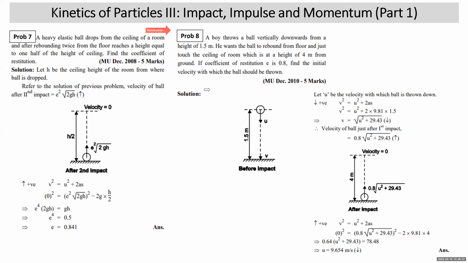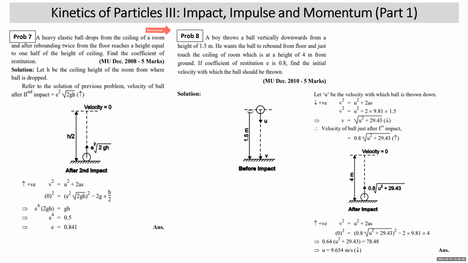Next, problem number 8. A boy throws a ball vertically downwards from a height of 1.5 meters. He wants the ball to rebound from the floor and just touch the ceiling of the room, which is at a height of 4 meters from the ground. If the coefficient of restitution is 0.8, find the initial velocity with which the ball should be thrown.